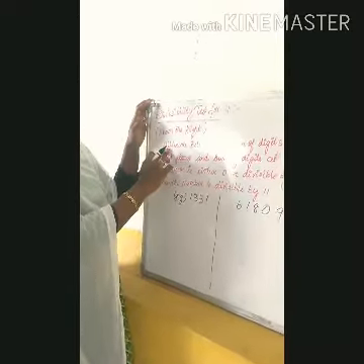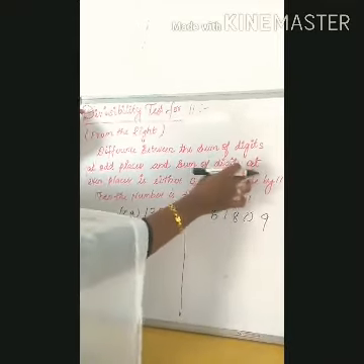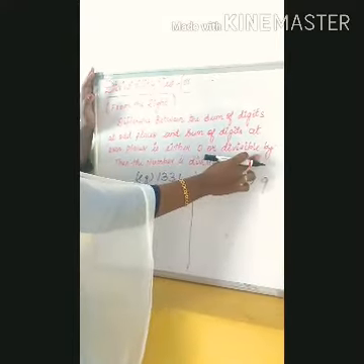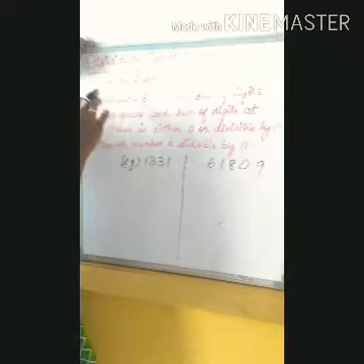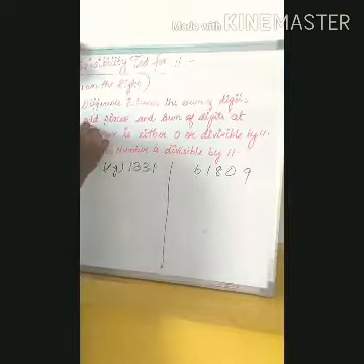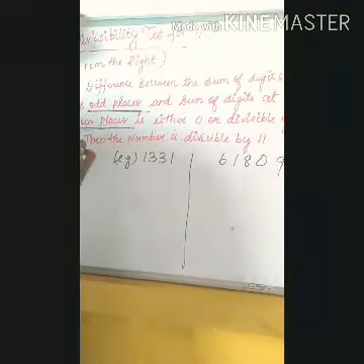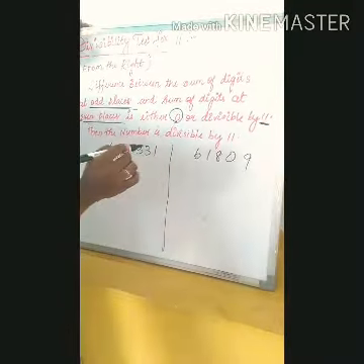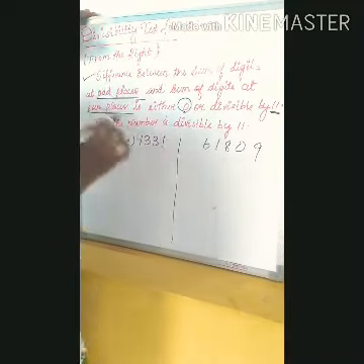Okay children, the divisibility test for 11 says the difference between the sum of the digits at odd places and the sum of the digits at even places should be either 0 or divisible by 11, then the whole number is divisible by 11. Let me explain the statement with an example.